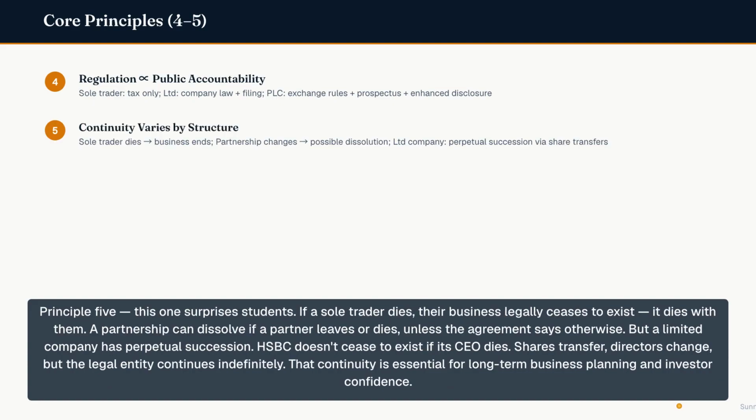Principle 5. This one surprises students. If a sole trader dies, their business legally ceases to exist. It dies with them. A partnership can dissolve if a partner leaves or dies, unless the agreement says otherwise. But a limited company has perpetual succession. HSBC doesn't cease to exist if its CEO dies. Shares transfer, directors change, but the legal entity continues indefinitely. That continuity is essential for long-term business planning and investor confidence.